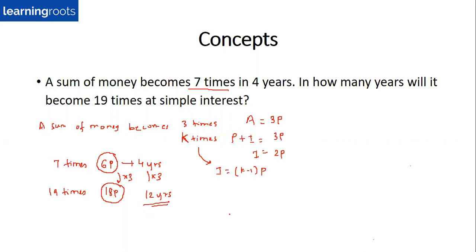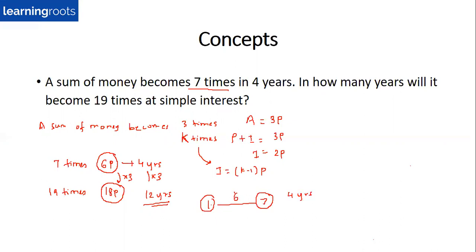Now there is another quick technique in which you can solve this question. So 1 becoming 7. So something becomes 7 times in 4 years. You take the difference between this 1 and this 7.